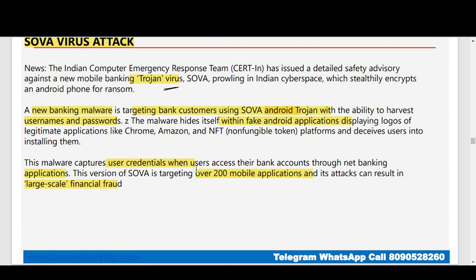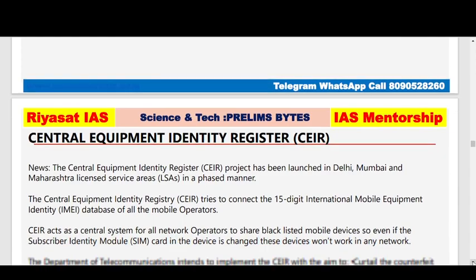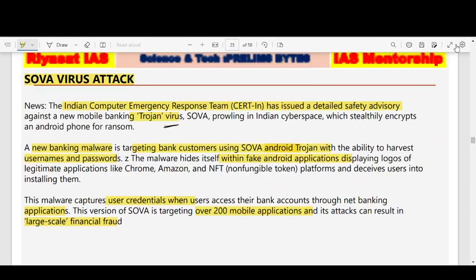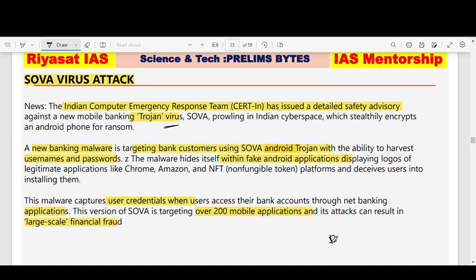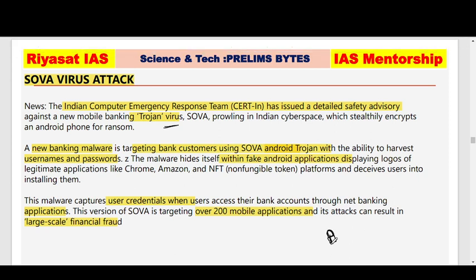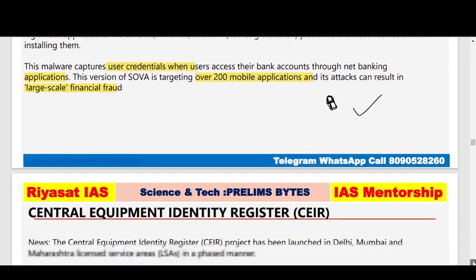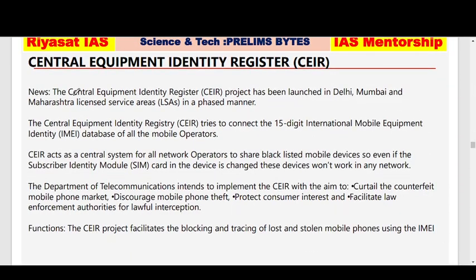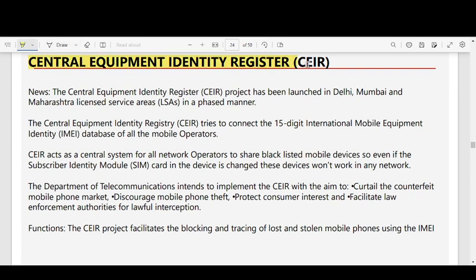Clear? And for this, the Indian Computer Emergency Response Team has issued a detailed safety advisory that all the online shoppers and all the internet banking people stay alert. Clear? That is why you should always go to that site only which has a lock in it. You can see that in all the valid sites there is a lock sign. So you should always look for this. Clear? Okay. Next topic is your Central Equipment Identity Register, CEIR.